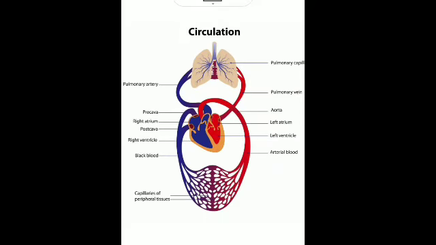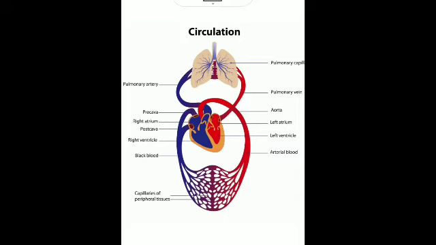Now the semilunar valve is the valve present between the left ventricle and the aorta. You can see the aorta over here. There is a valve here which is known as the semilunar valve or the aortic valve. Now this valve opens. What happens now? The right ventricle contracts so that the blood can be pushed further.